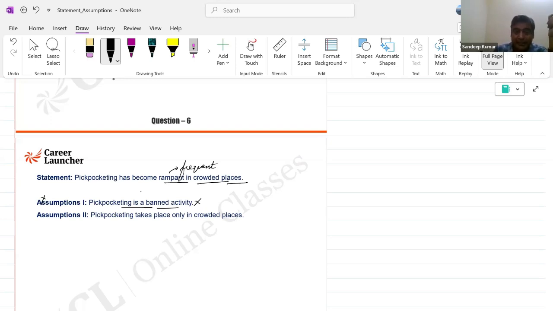Second, pickpocketing takes place only in crowded places. Again, the word only makes it an extreme answer choice. So this also definitely would not be your answer. None of the options are your answer.